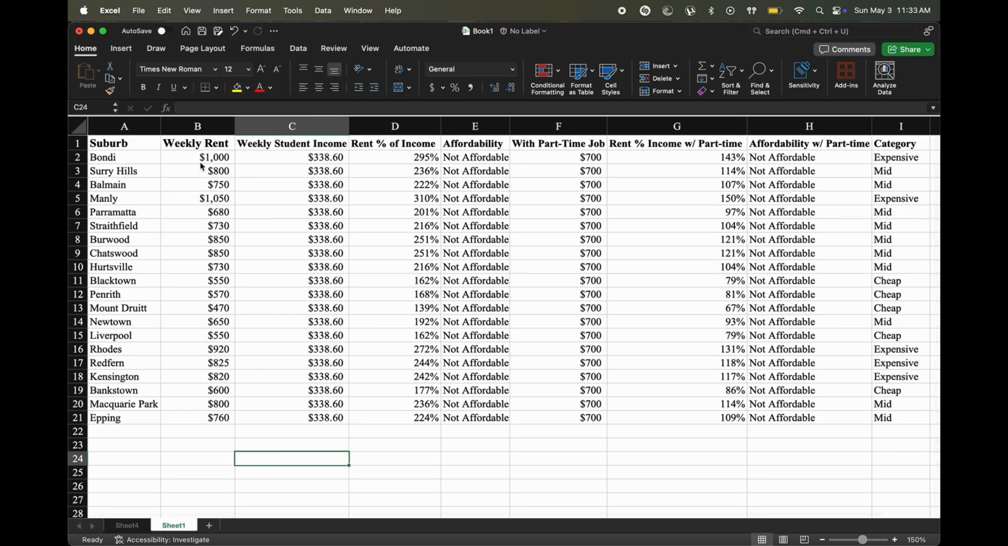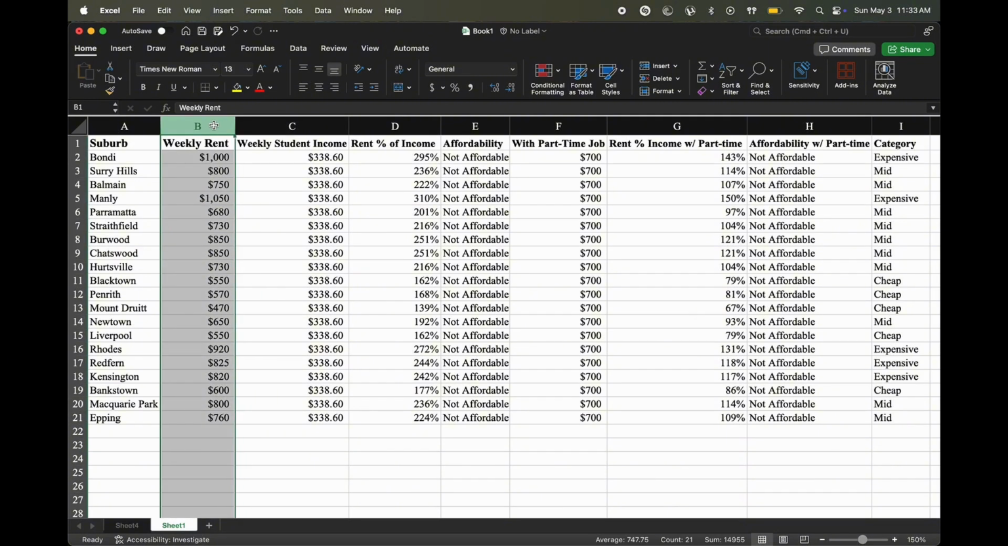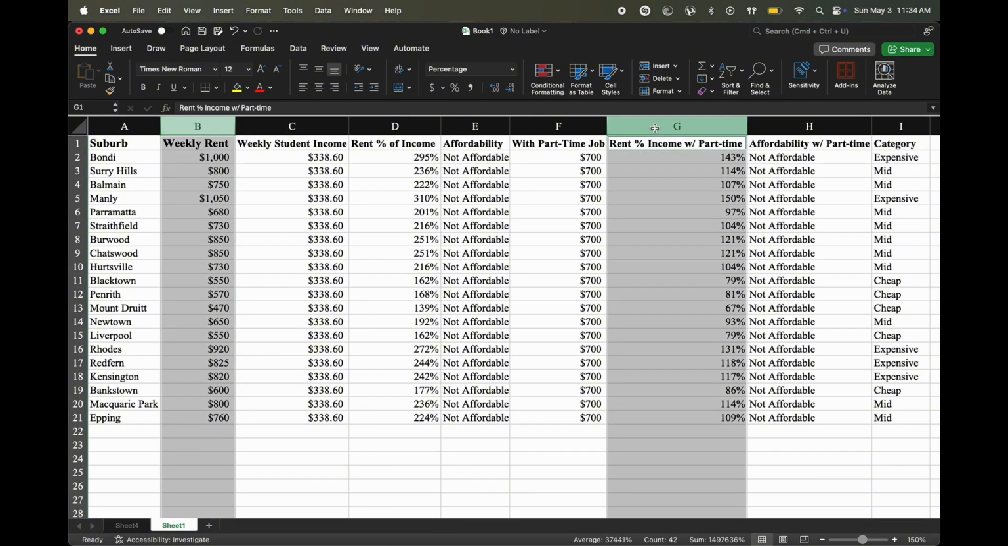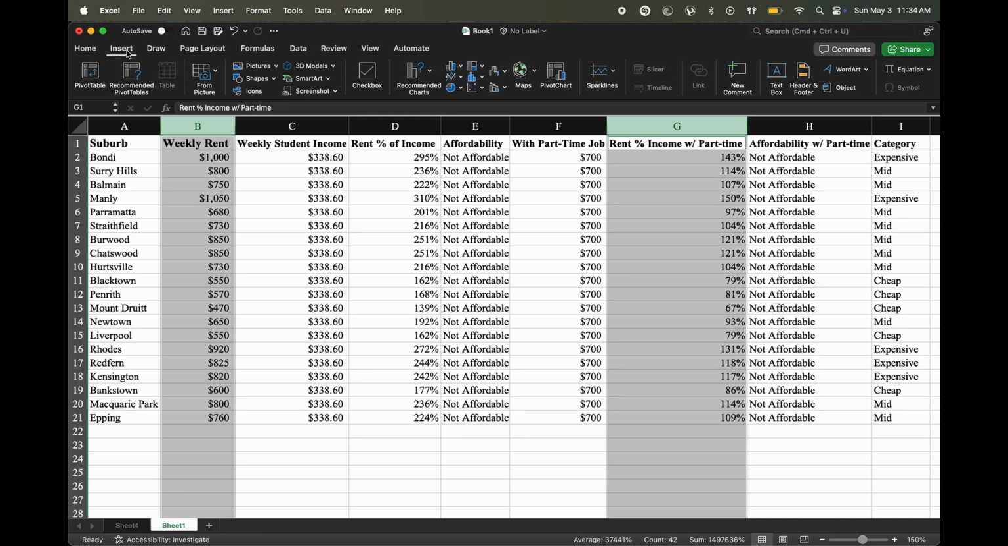To go even further, I created a scatter plot. I selected two columns, weekly rent and the rent percentage with part time income. I went to Insert and chose Scatter.